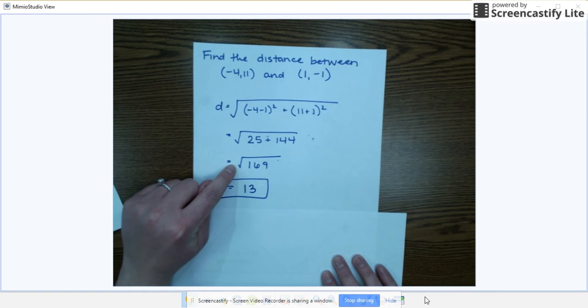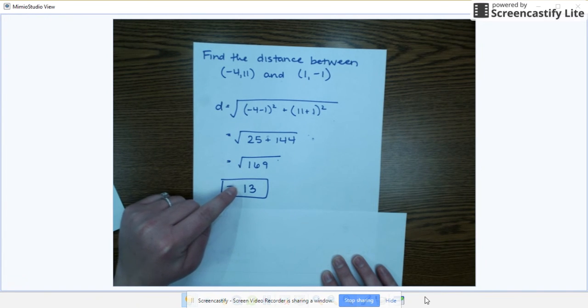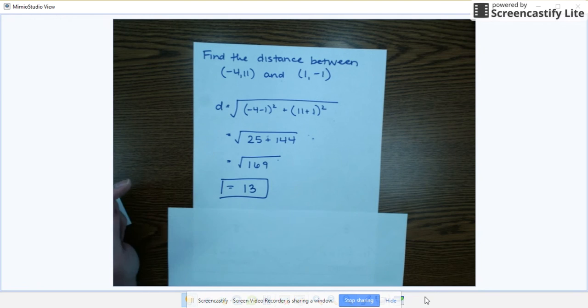Last chapter we talked a lot about square root becoming plus or minus, but in distance problems we only worry about the positive version because distance cannot be negative. So that's a quick reminder of the Pythagorean theorem and distance formula.